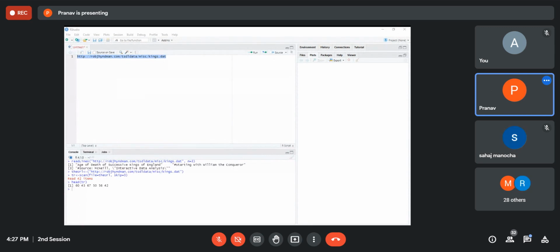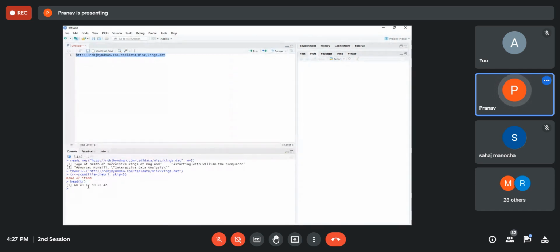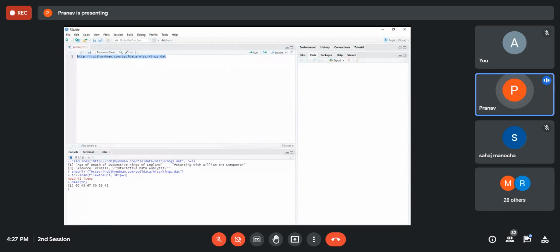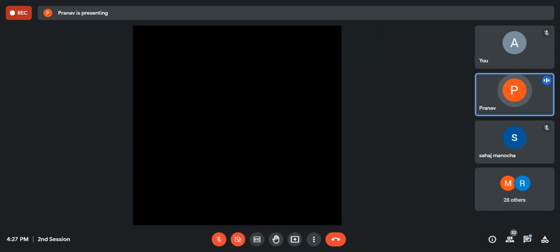Okay, so now I have this data set, and I need to store it as a time series. This is just a common data file which gives me the age of death of successive kings of England, but this is not a time series observation as far as R is concerned.